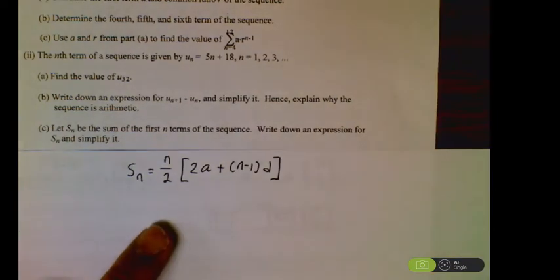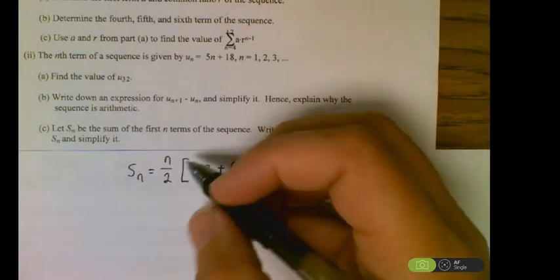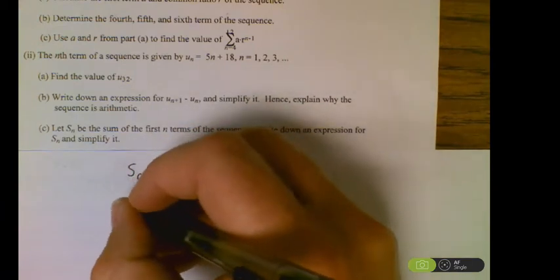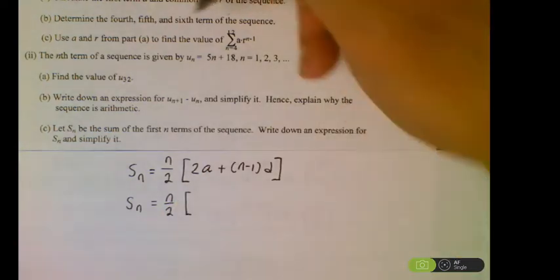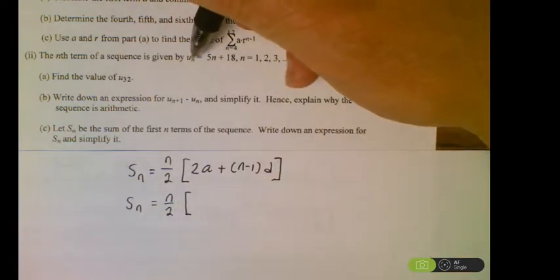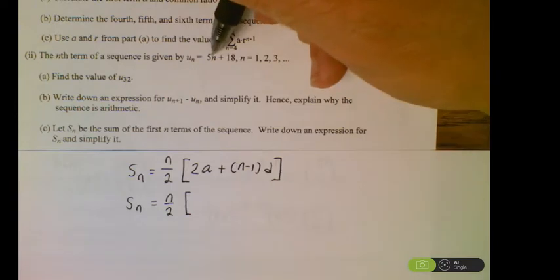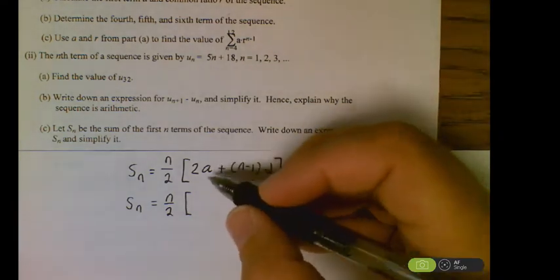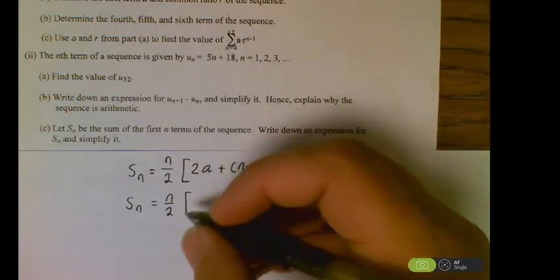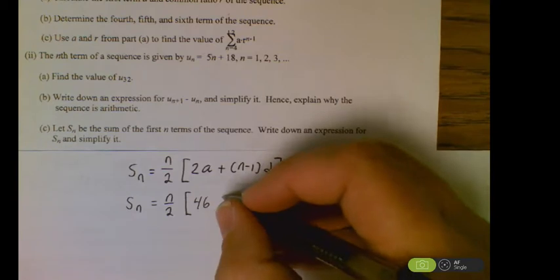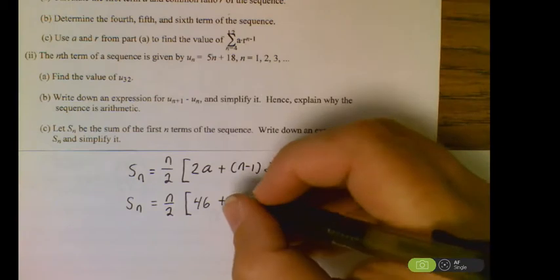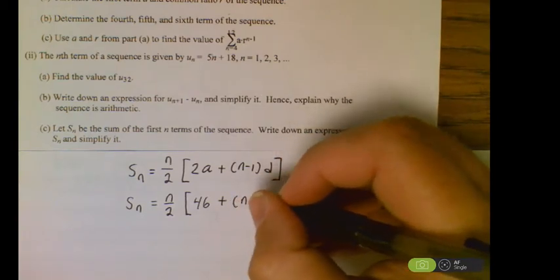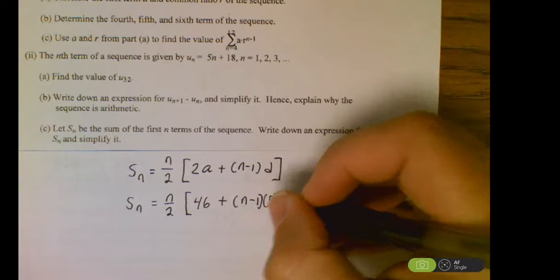So we can now get an expression for that by just plugging in what we know. It says the first n terms, so we just want to leave n as n. We can figure out the first term by plugging a 1 back up into this expression. So 5 times 1 plus 18 is 23. So 23 times 2 is going to give me that part of it. And I'm going to keep n as n, but we do know now the common difference is 5 from the last part of the question.